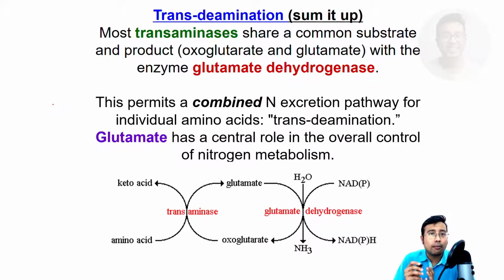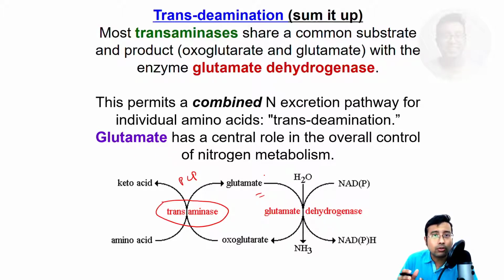So all amino acids are converted to glutamate via the process of transamination, via the enzyme transaminase, which needs pyridoxal phosphate as a cofactor, right? And then from this glutamate, free ammonia is released by this reaction. This is known as the glutamate dehydrogenase reaction. This is known as oxidative deamination. So transamination and deamination coupled make transdeamination. This is the major way the amine group is removed.